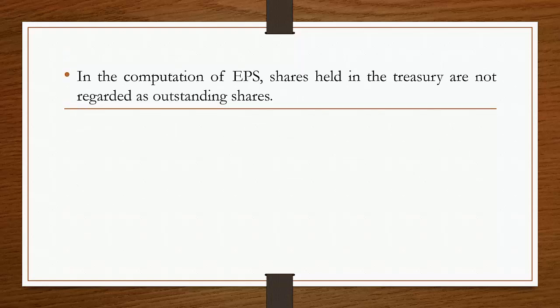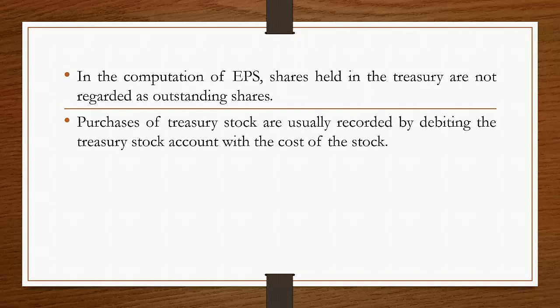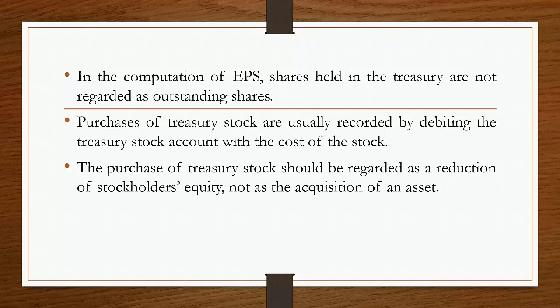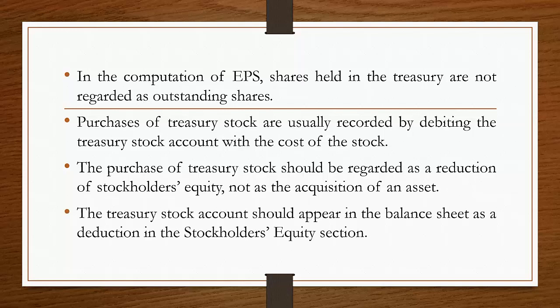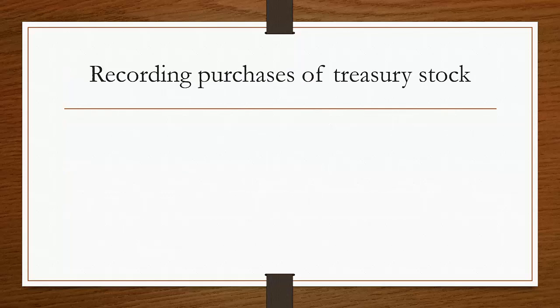In the computation of earnings per share, shares held in the treasury are not regarded as outstanding shares, so we need to subtract them from the outstanding shares. Purchases of treasury stock are usually recorded by debiting the treasury stock account with the cost of the stock. The purchase of treasury stock should be regarded as a reduction of stockholders' equity, not as the acquisition of an asset. The treasury stock account should appear in the balance sheet as a deduction in the stockholders' equity section.